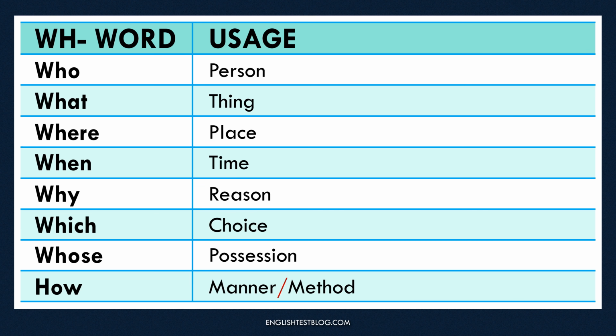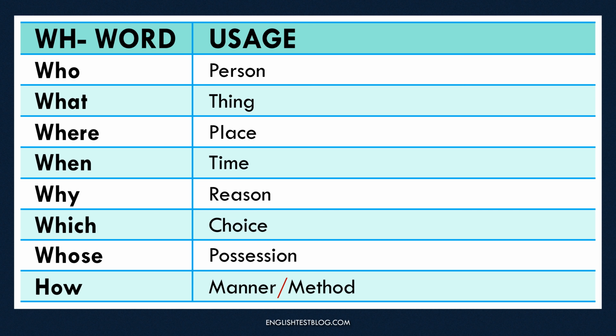Here's a simple structure to remember. WH word plus auxiliary verb plus subject plus main verb. Some WH questions can act as the subject of a sentence. When this happens, don't use an auxiliary verb like do, does, or did. These question words replace the subject of the sentence and are followed directly by the verb.